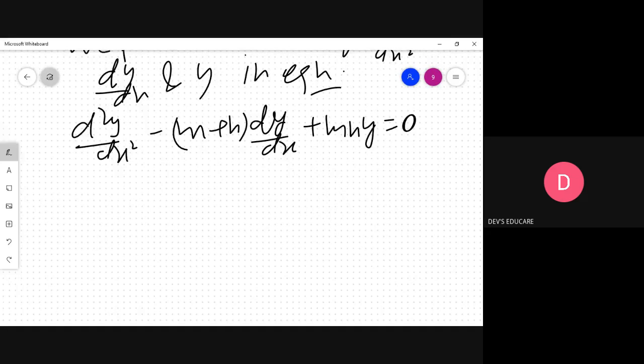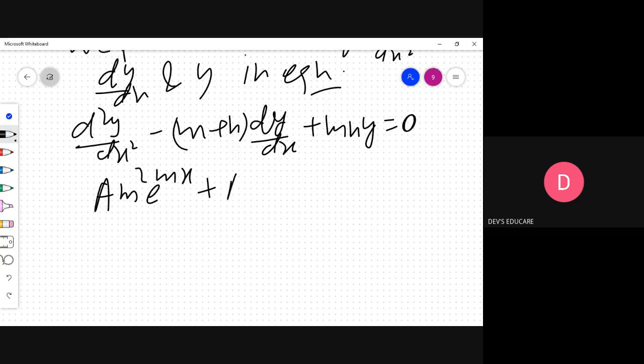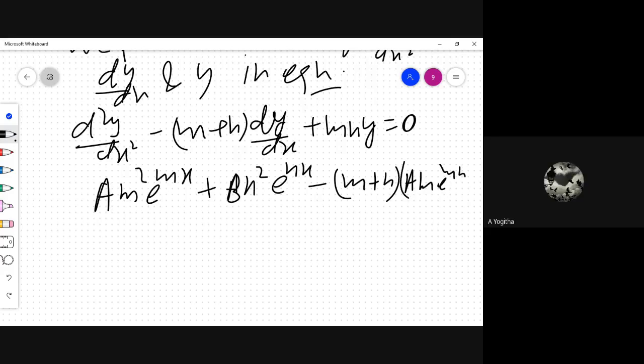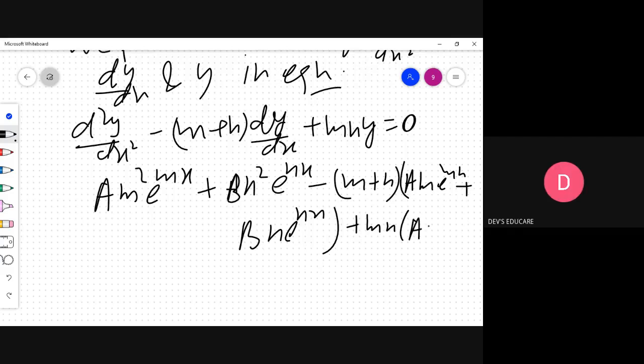So d2y by dx square is what? A m square e to the power mx plus b n square e to the power nx, minus (m plus n) and dy by dx, a m e to the power mx plus b n e to the power nx, plus mn y, and y is what? A e to the power mx plus b e to the power nx. Equal to 0.